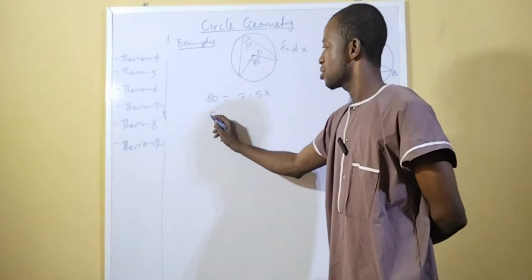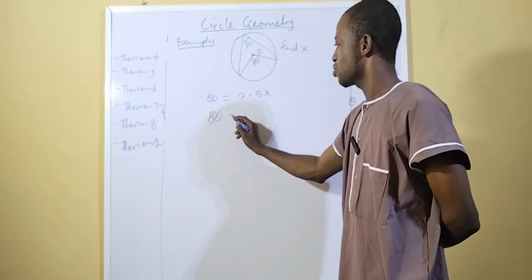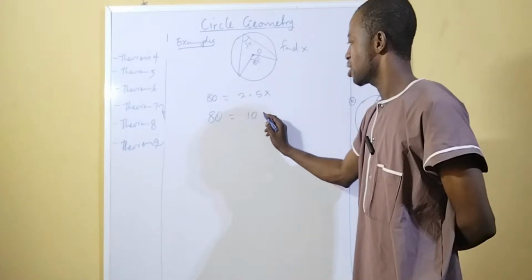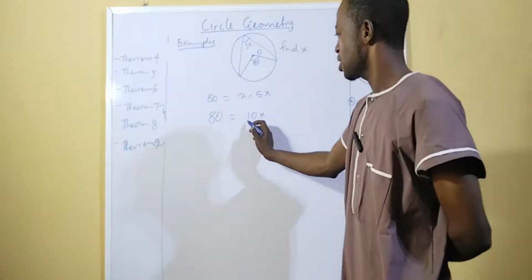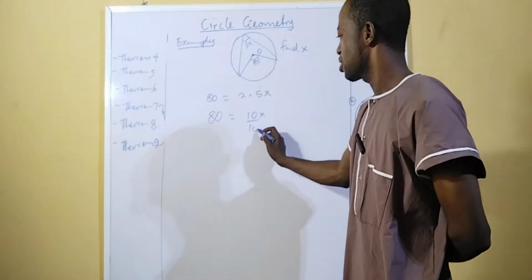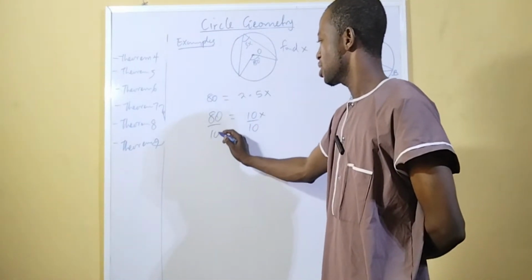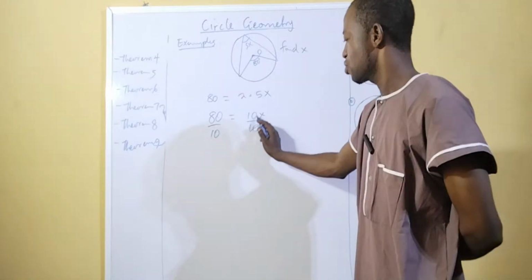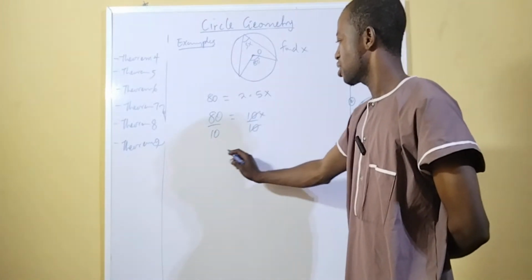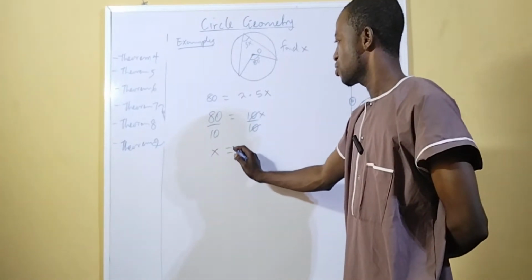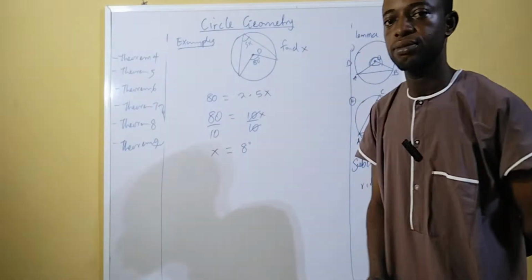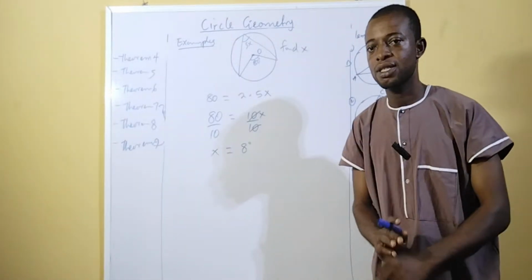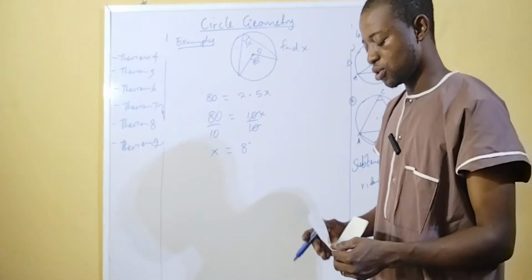That is, this becomes 80 equals 2 times 5, that's 10, that's 10x. So to get x now, just divide both sides by 10. Divide this out by 10. Also divide this out by 10. That is, here the 10s cancel each other. We have x now left. It is equal to 80 over 10, that's 8. So x is 8 degrees. So that's a simple application of the first theorem.